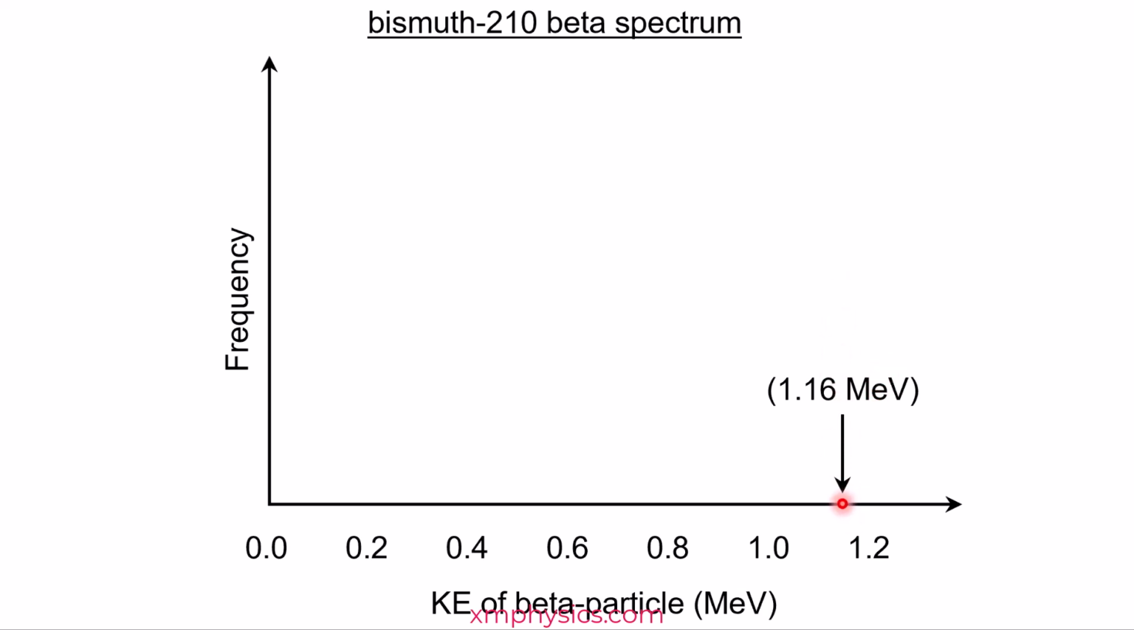So it was a big surprise to everyone when it turned out that the beta particles seem to have a distribution of KE. It's a surprise because we expect the bismuth-210 to always spit out a beta particle that has this amount of energy. The energy should not change from one decay to another.